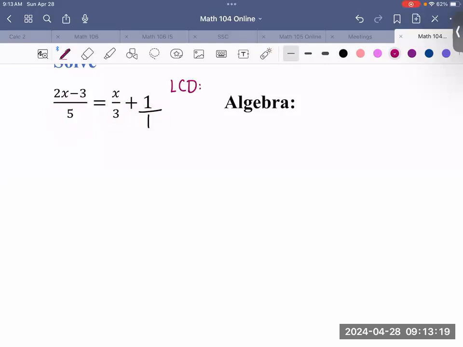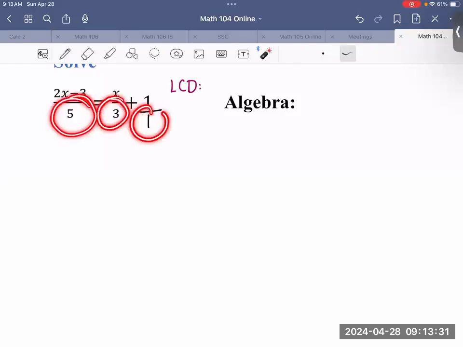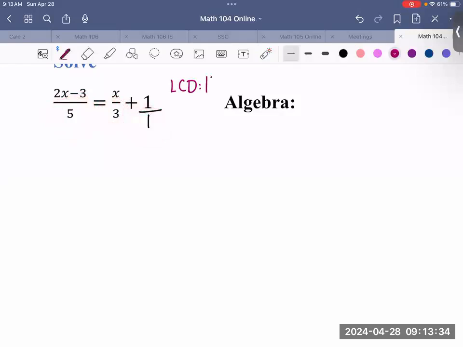Now, if you have a hard time finding a least common denominator, you can always try and find a common denominator by multiplying all of your denominators together. So 5 times 3 times 1 makes 15. Now, this actually happens to be your least common denominator, but it is a good rule of thumb. If you can't think of anything, just multiply together, and there you have something in common.